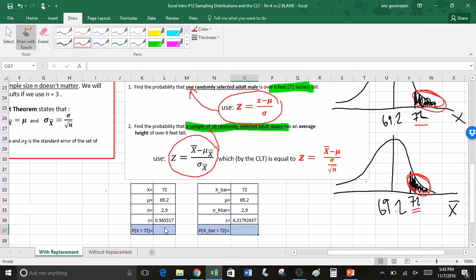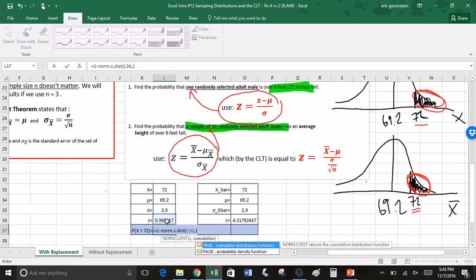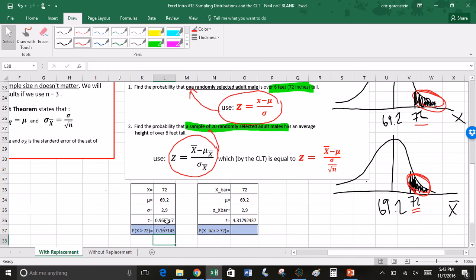So we'll use Excel to do area to the left, and 1 minus area to the left is area to the right. So let's say equals 1 minus area to the left. That's norm.s.dist, and here's our z-score, and always comma 1 for cumulative. So about a 16.7%, 17% chance that the next randomly selected adult male is over 6 feet tall. It's not too unlikely.